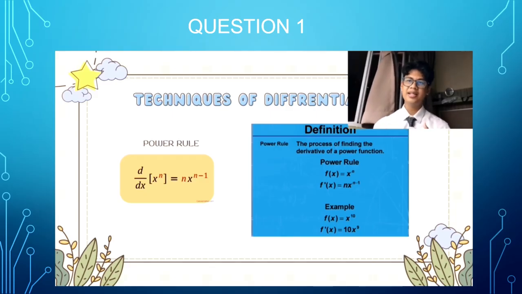Now, we can see that in the example, the function is x to the power of 10. How do we differentiate that? First of all, we bring the power up front and multiply that by x, the original expression, and the power of 10 itself, we reduce by 1. So, this gives us a clear answer. To differentiate the function x to the power of 10 gives 10x to the power of 9.